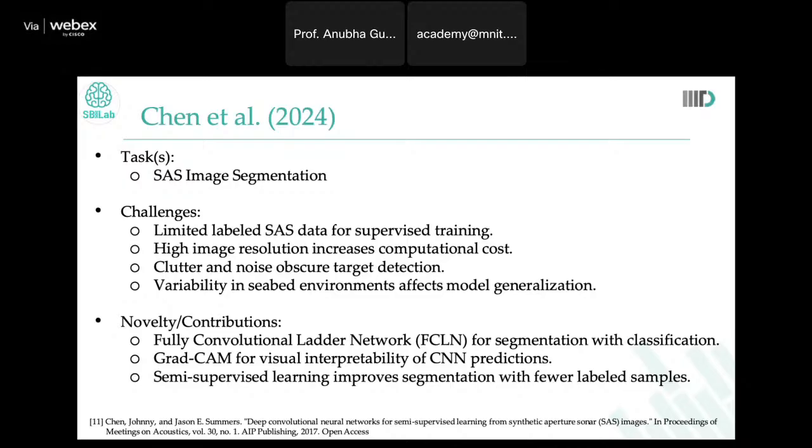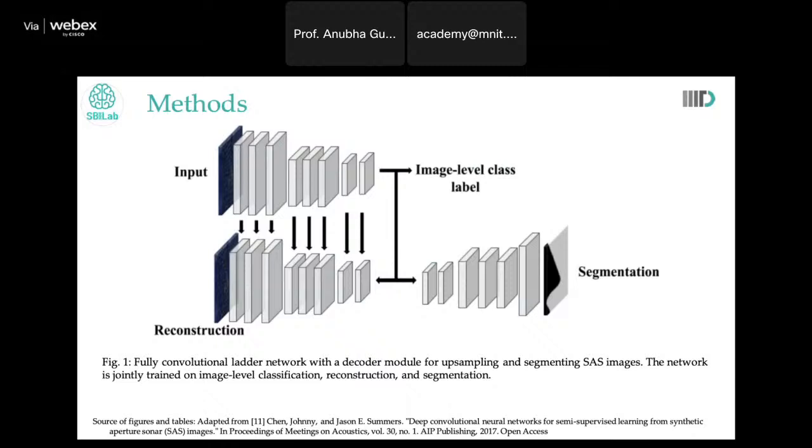So what are the novelties or contributions made by the authors? They have built a fully convolutional ladder network for segmentation along with classification. They used GradCam for visual interpretability of CNN predictions, and then also use semi-supervised learning to improve segmentation with fewer labeled samples, as we had been discussing.